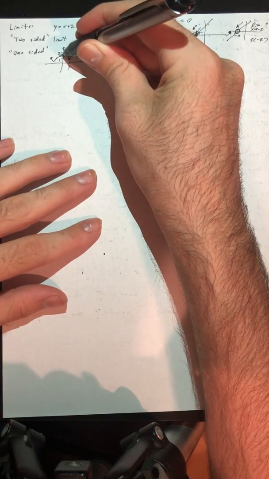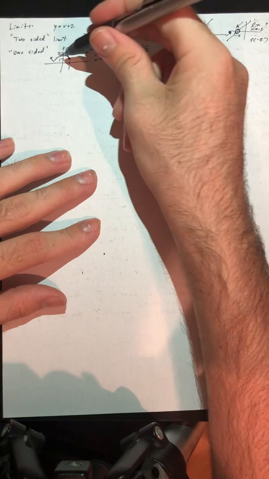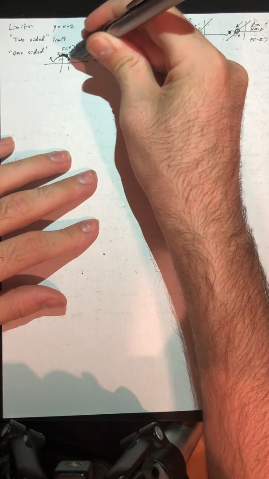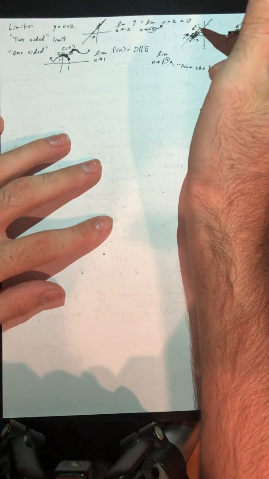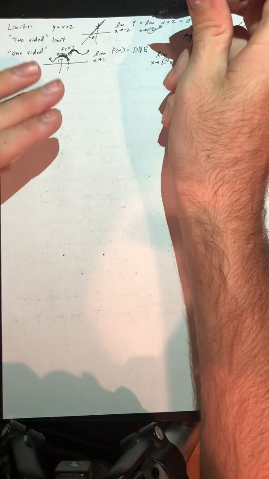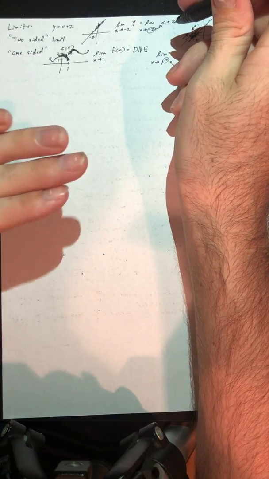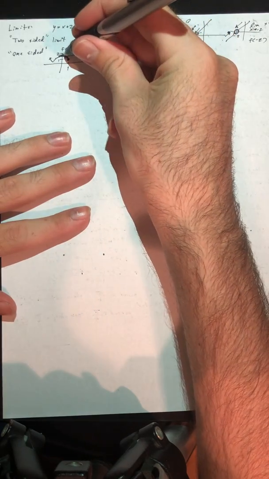So as we approach 1 from the left, we get 1. We're approaching, and we get 1. And since the function is defined here, that also works out nicely for us. But it doesn't matter if it's defined there. You can still take the limit. The function does not need to be defined at the point you're taking the limit at. It's very important that you know that.